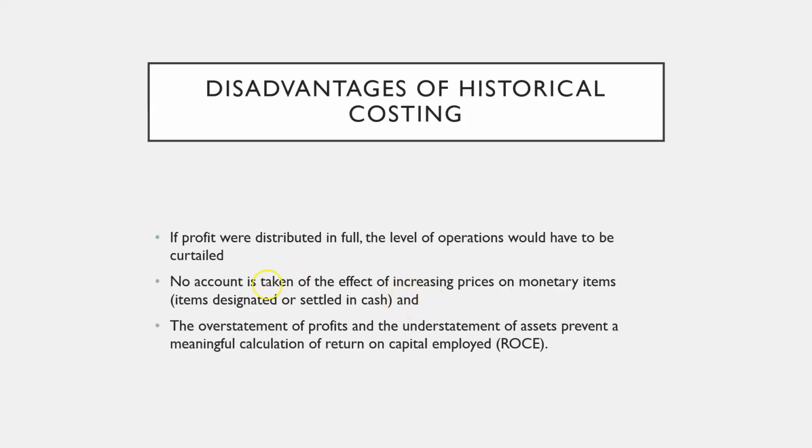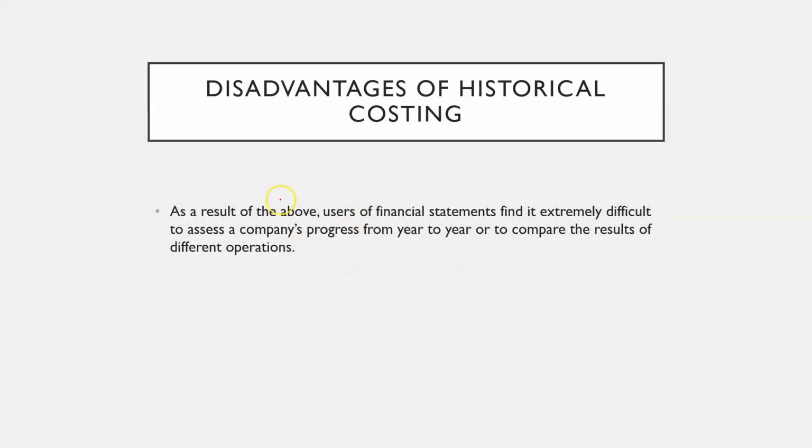So fundamentally, what you have is an overstatement of profits and an understatement of assets, and you cannot really calculate your ratios, especially your return on capital employed. I wouldn't call that a very efficient ratio to work with, because certain assets are actually much more valuable or increasing in value. As a result, users of financial statements find it difficult to assess the company's progress from year to year, or compare different operations.